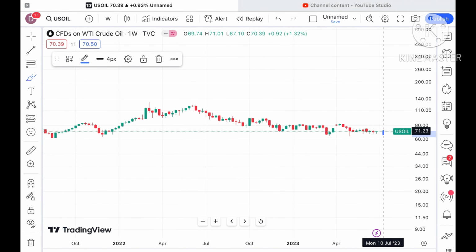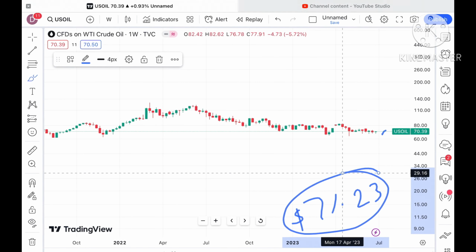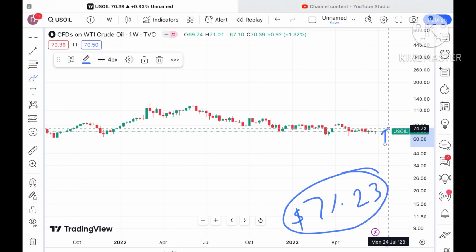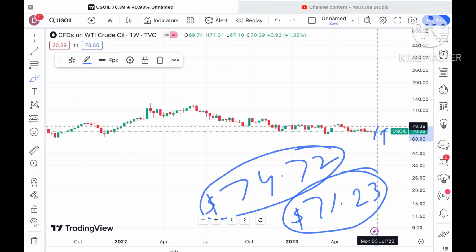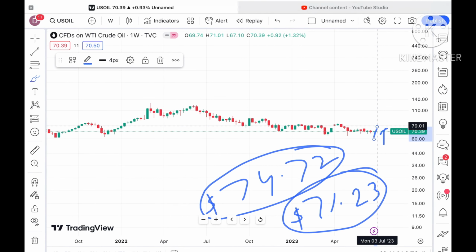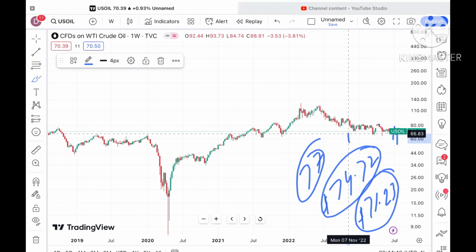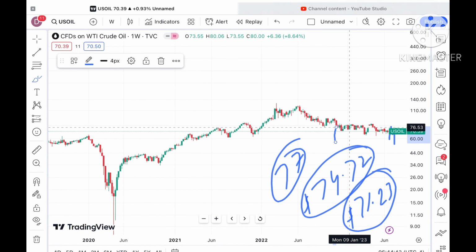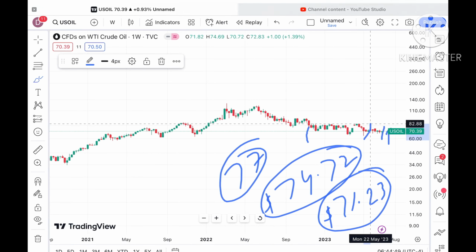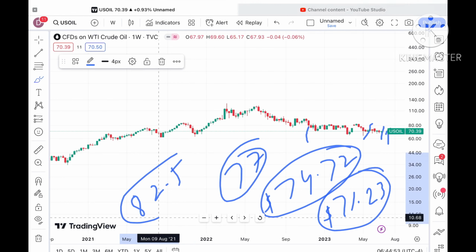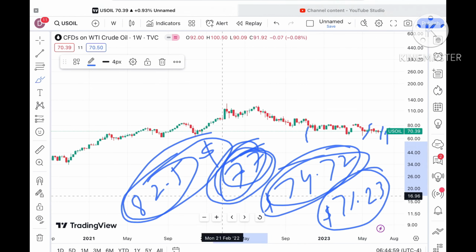Suppose the price sustains this particular level, what we can see is it can touch a level of around $71.23. That is already a weak resistance, so chances are high it can cross a level of around $74.72. This $74.72 is also a weak resistance, so chances are high it can cross that zone and touch a level of around 77. Keep in mind that once it starts sustaining above $77, we can see it go further upside, and it can cross a level of around $79, and there is a probability of going towards a level of around $82.5, okay.